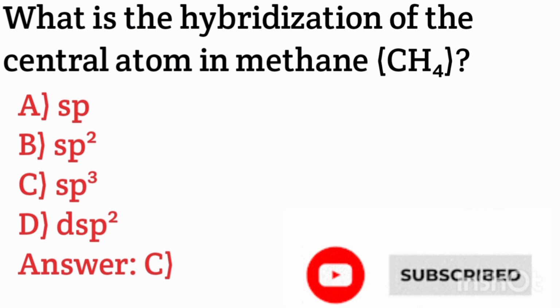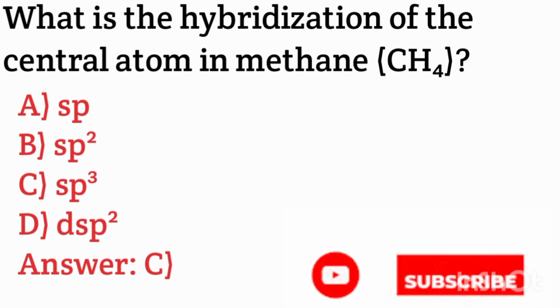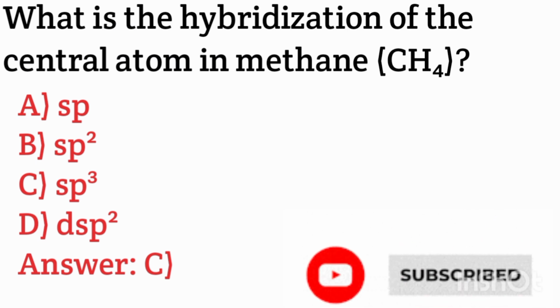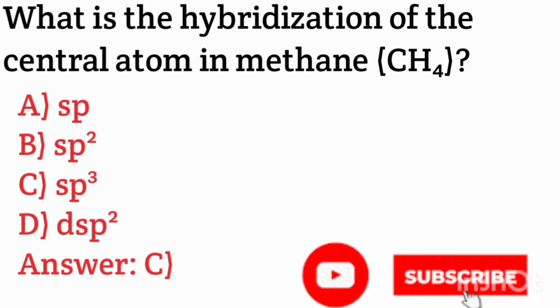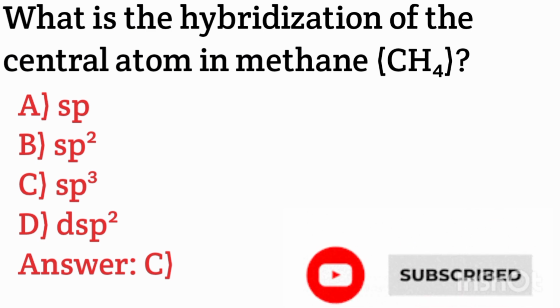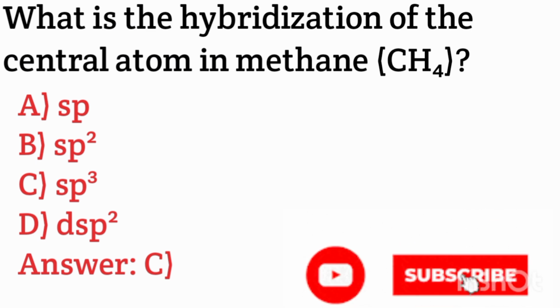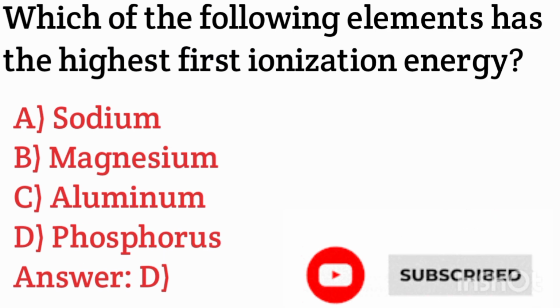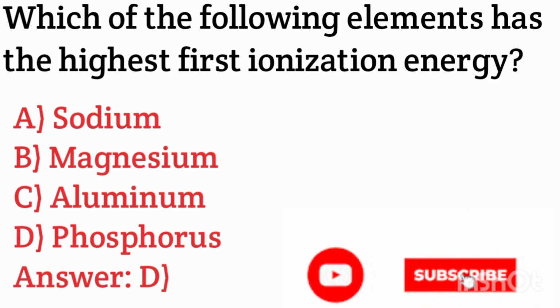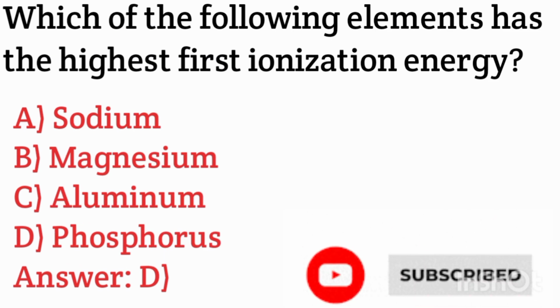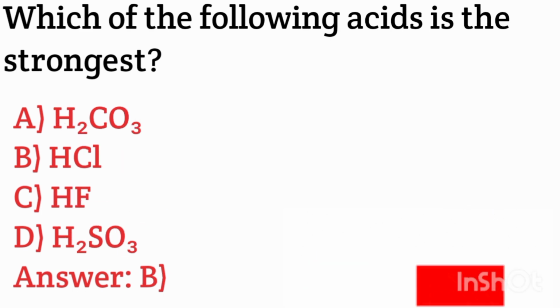What is the hybridization of the central atom in methane CH4? Option number C is correct. Which of the following element has the highest first ionization energy? Phosphorus. Phosphorus has the highest first ionization energy. Option number D is correct.